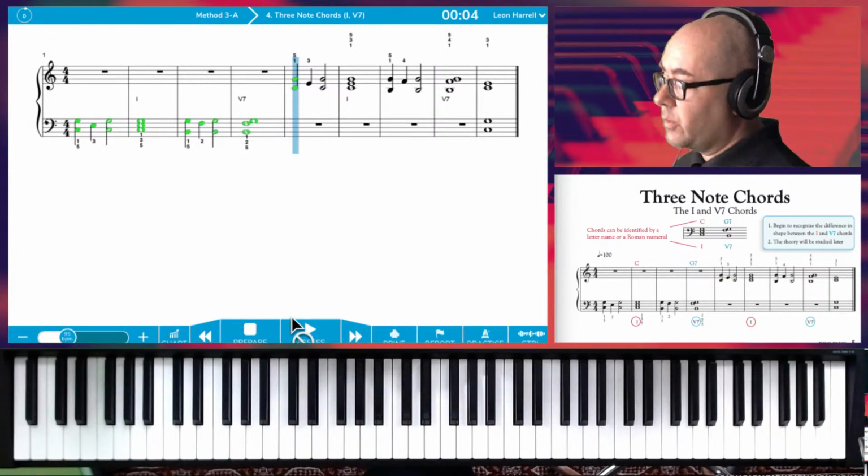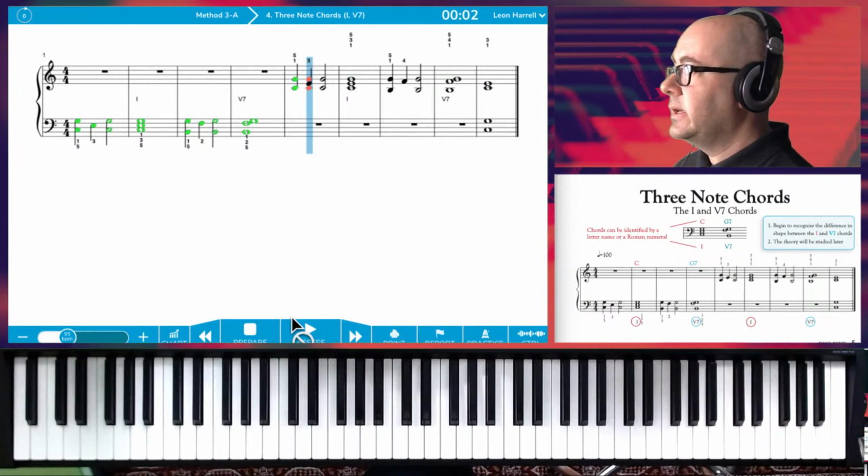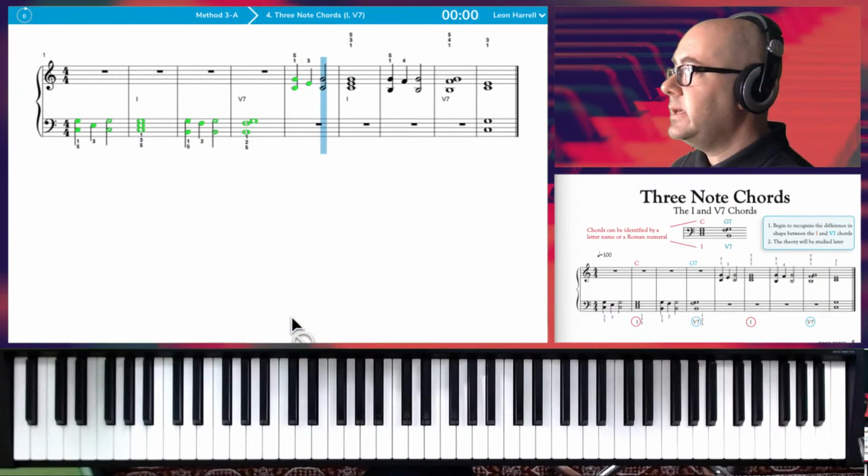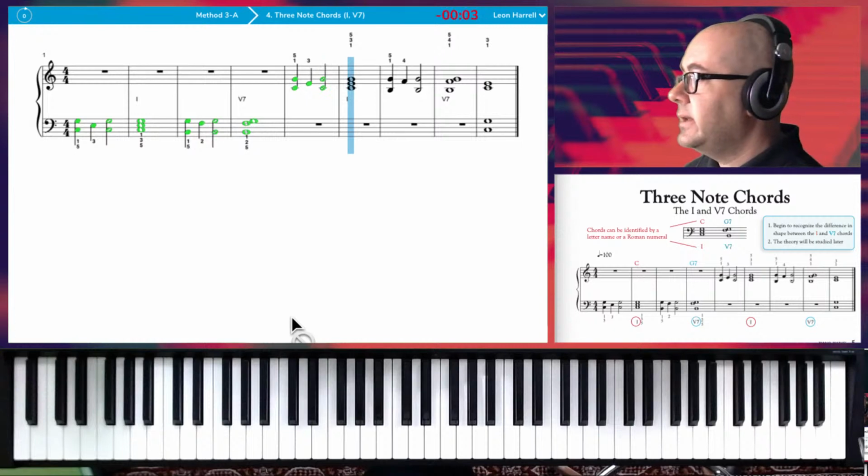So we'll continue on. With that right hand, we've already played our C, and then we're on to E and C and G again, and in tempo.